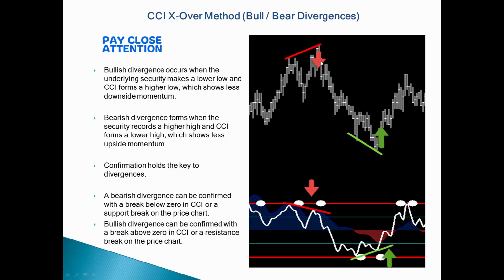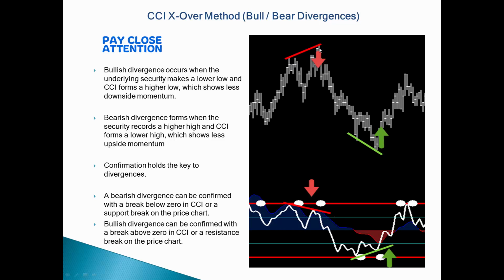But what's going to be key here for any type of divergence is confirmation. Now, the confirmation can come in a couple of different ways. I've offered a couple of different choices here. One, in the case of a bearish divergence, it can be confirmed with a break below the zero line, a break below zero in the CCI.